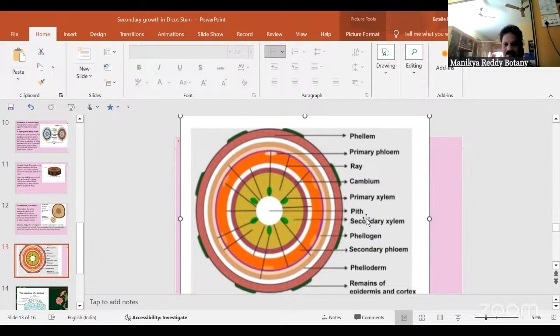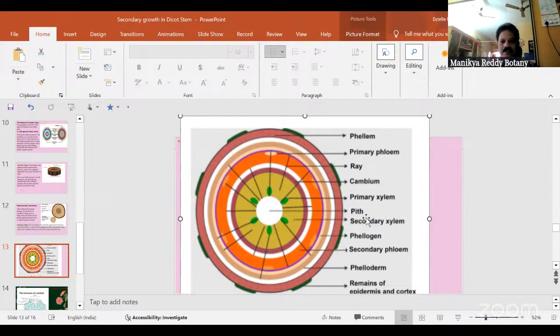Phellogen produces new cells towards the inside of the cork cambium ring and outside the cork cambium ring. The new cells formed from the phellogen towards the inside become secondary cortical cells, or secondary cortex. That is also termed phelloderm.